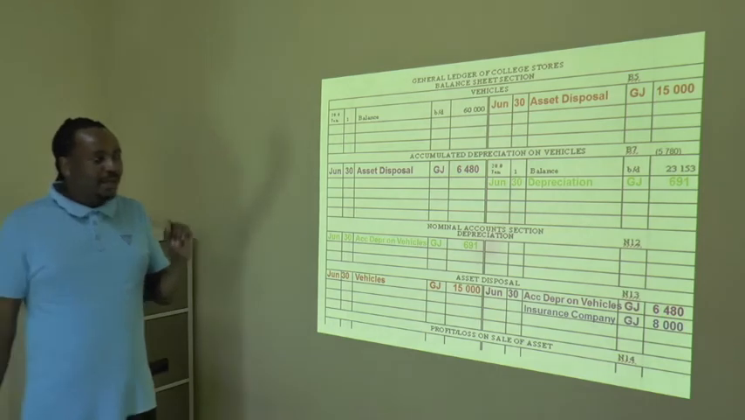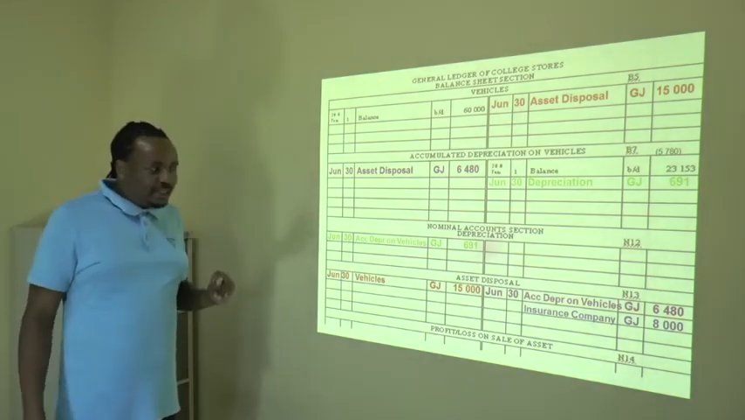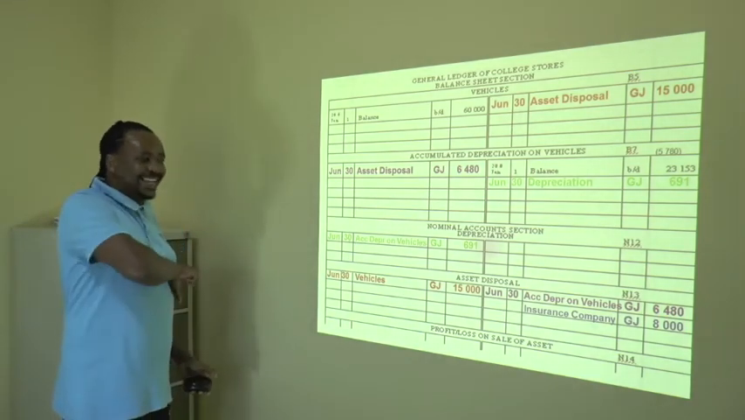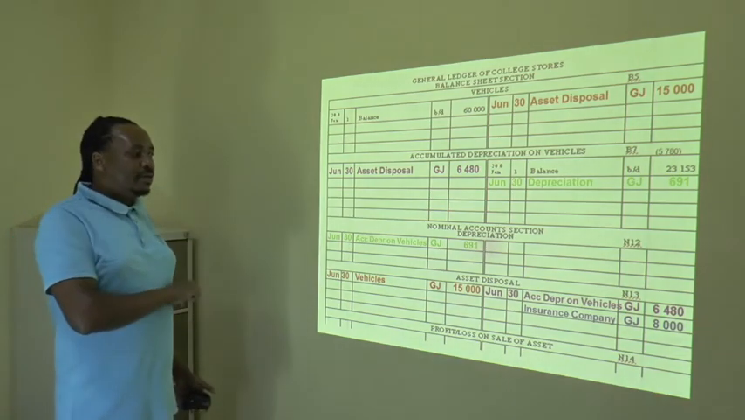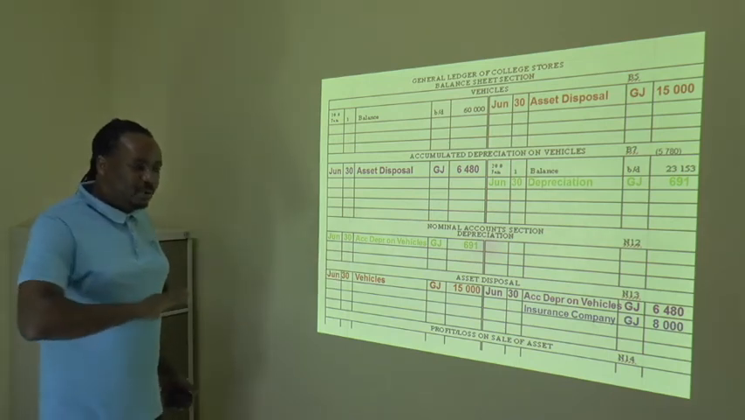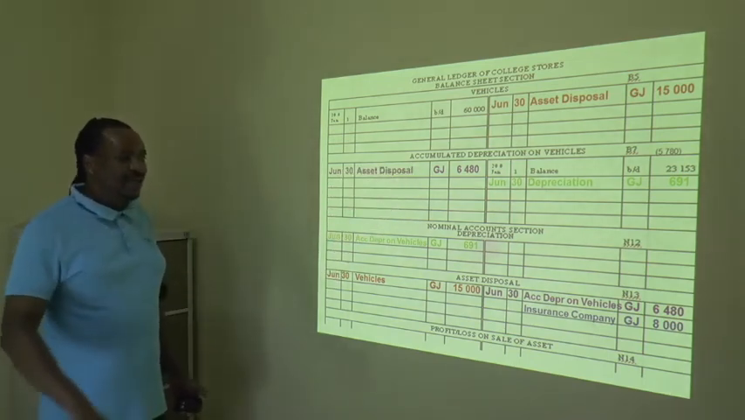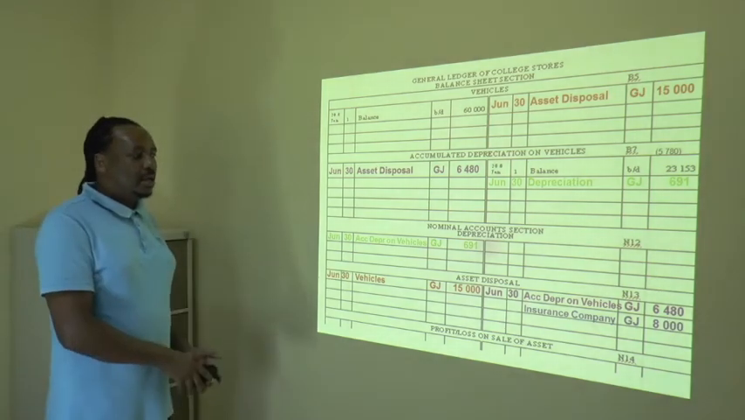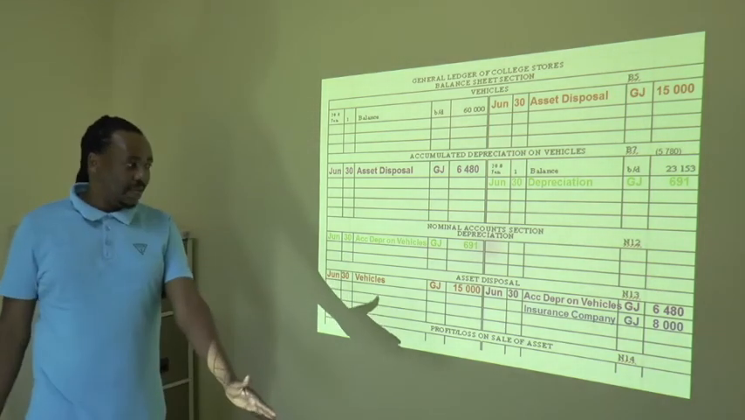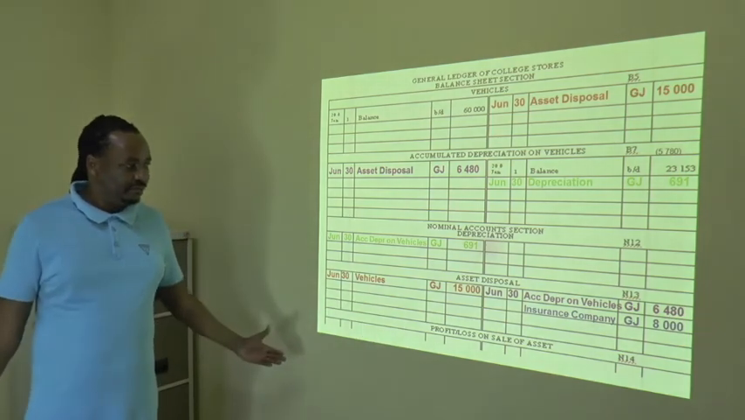Because remember, I said to dispose of an asset is when the asset has been taken out from the business. There are different ways where the asset can be taken out. It can be taken out by selling an asset, or by making drawings where the owner took the asset for personal use. This one was taken by the insurance company because the car was written off.